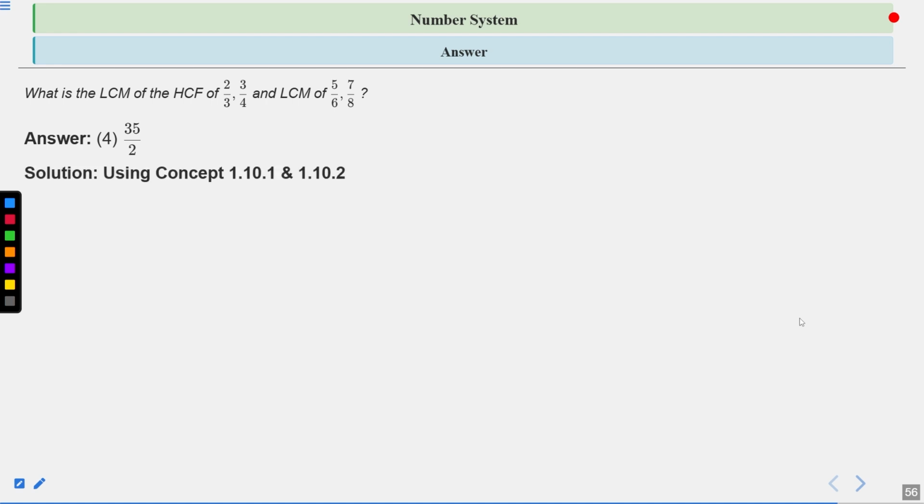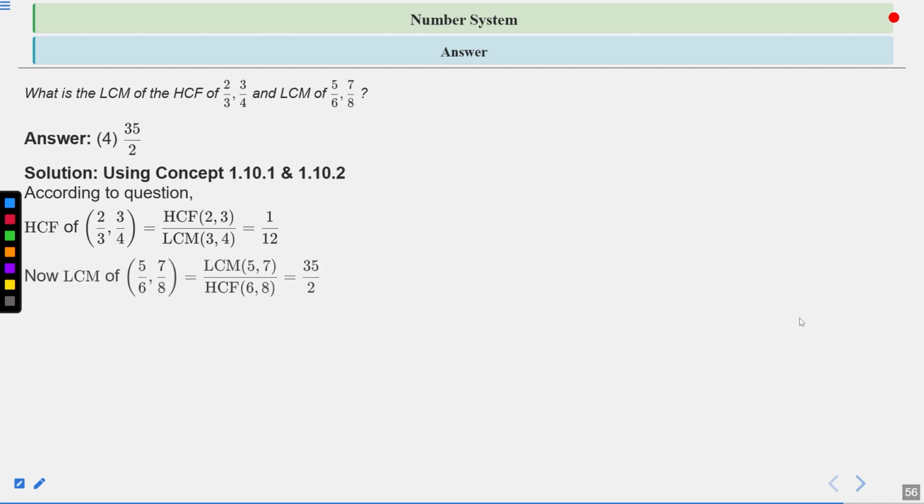Now see the detailed solution using concept 1.10.1 and 1.10.2. So according to the question, the HCF of 2 by 3 and 3 by 4 will become the HCF of the numerator and LCM of the denominator. So we get 1 by 12.